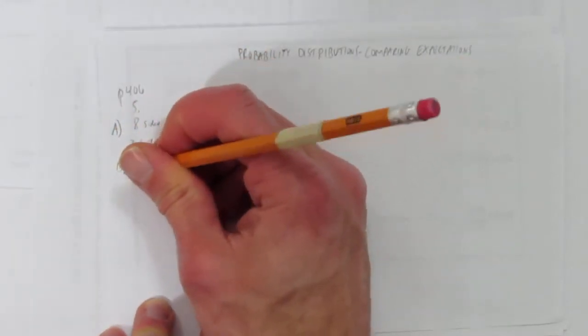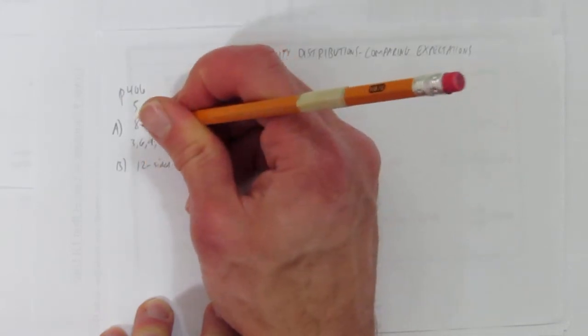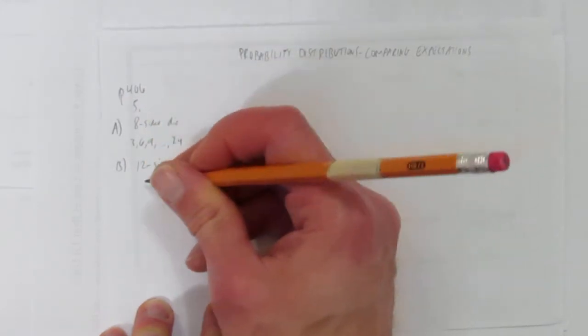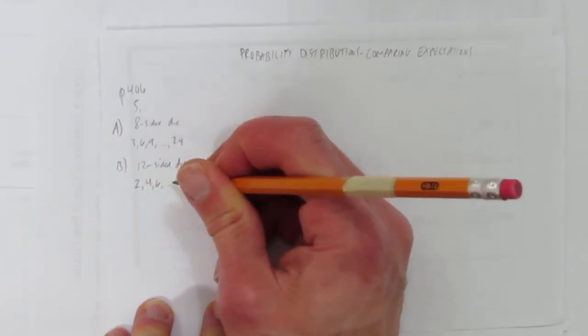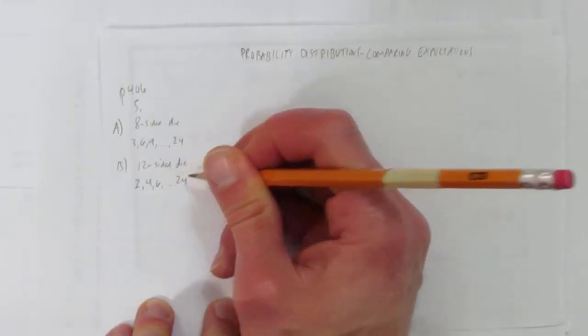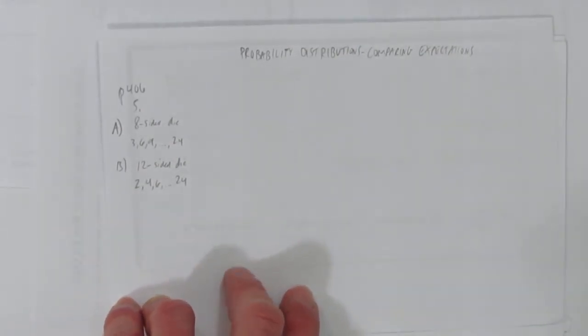And the B die is a 12-sided die. Probably should be a hyphen there. 12-sided die. And its sides are numbered 2, 4, 6, and so on, also all the way up to 24. So the question is, which die do you expect to roll better on? Which one has the better expected value?